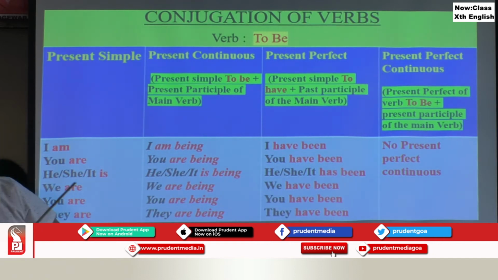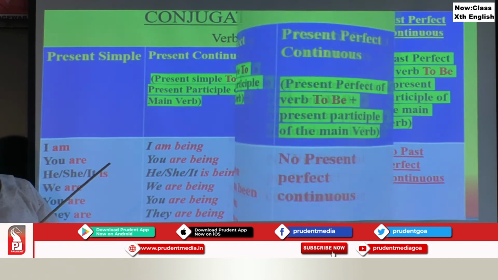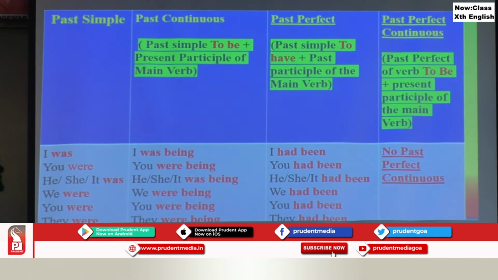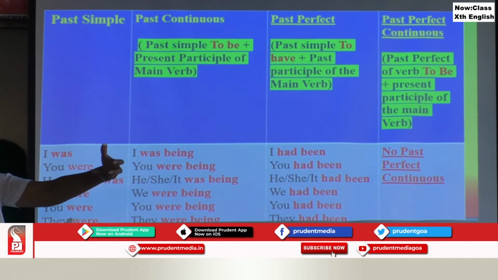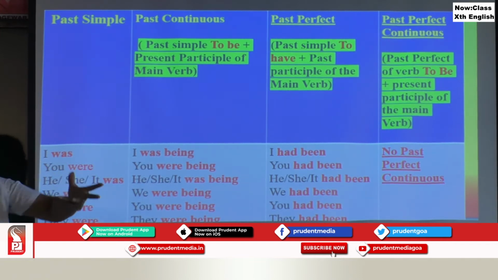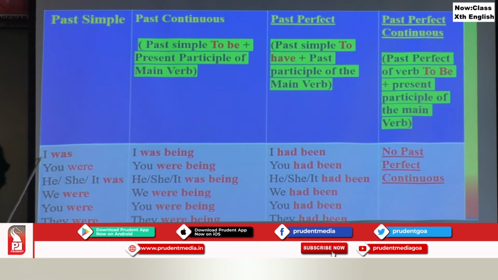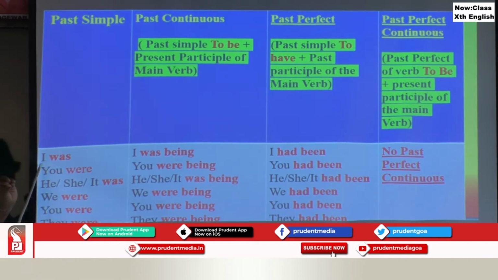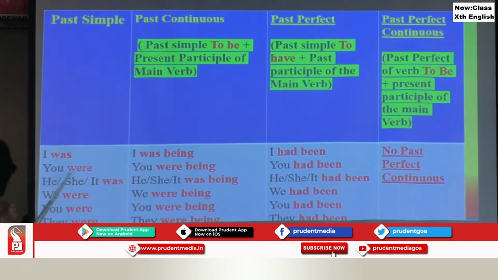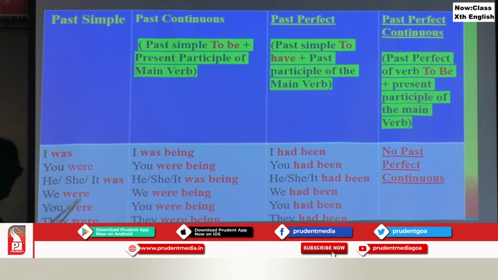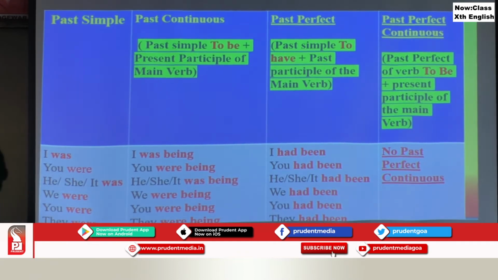Let us look. What I mean to say is this. Look here. What has happened? Past simple. We said I am. Verb to be is a complete irregular verb. Therefore, in the past simple, it comes as I was, you were, he, she, it was. We were, you were, they were.